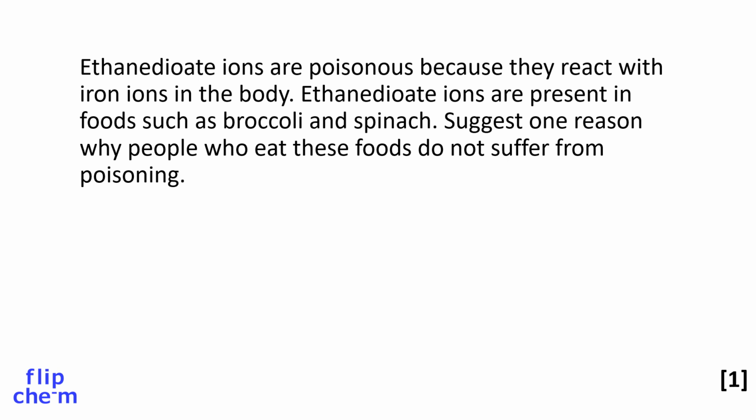Here's the final part of the question. Ethane dioate ions are poisonous because they react with iron ions in the body. Ethane dioate ions are present in foods such as broccoli and spinach. Suggest one reason why people who eat these foods do not suffer from poisoning.